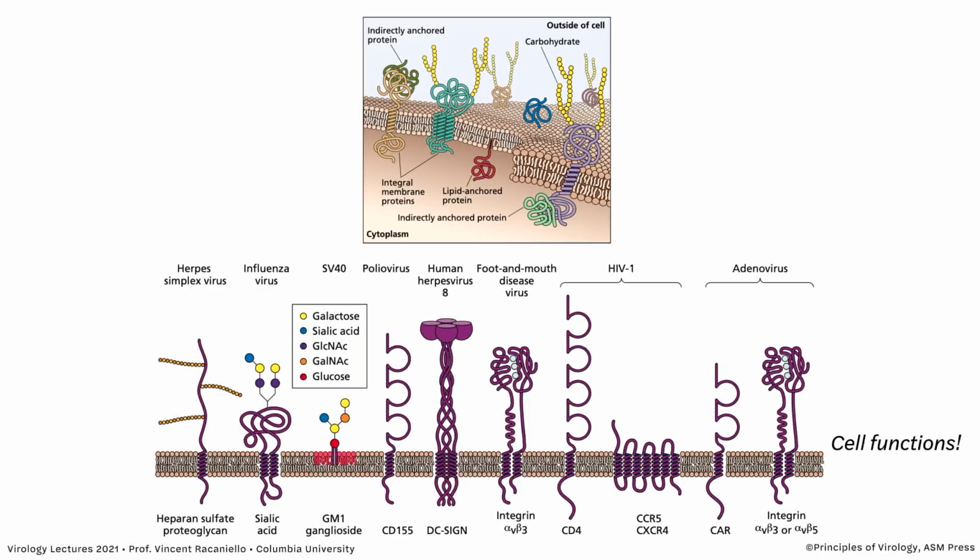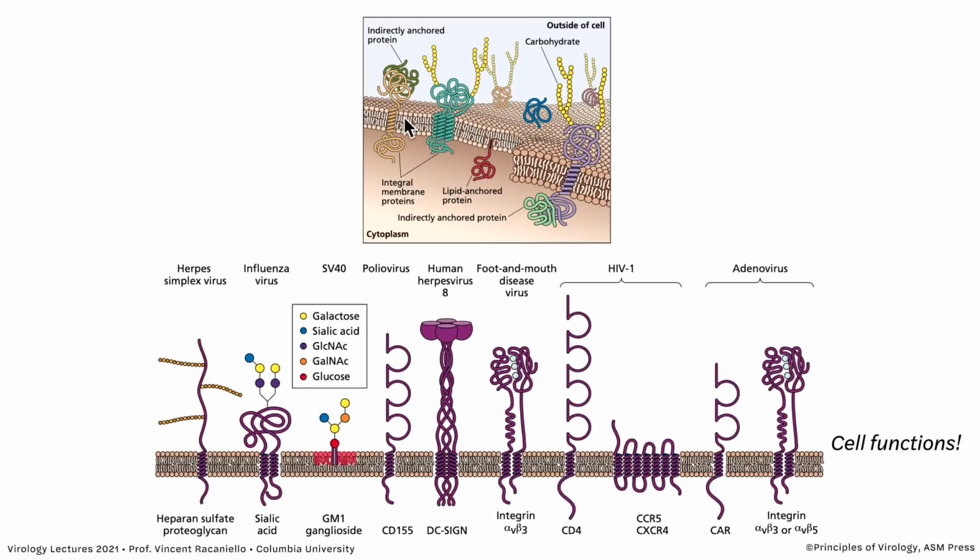Since 1985, we've identified lots and lots of receptors for many different viruses, and just a handful of them are shown here. And these are all plasma membrane receptors. Here's a schematic at the top of the plasma membrane of a mammalian cell. You know, it's a lipid bilayer, right, with phospholipids, and embedded in it are proteins of various sorts.